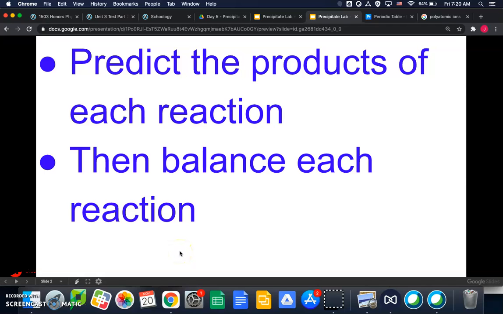Okay, so what we're going to be doing over the next few days is a lab. This is called the Precipitate lab. I'll teach you more about what a precipitate is once we start actually looking at the reactions. For now, your instructions are going to be to predict the products of each reaction and then balance each reaction. So this should be stuff that you already have learned, but we're going to go over it for the first few trials in case you haven't learned that yet.